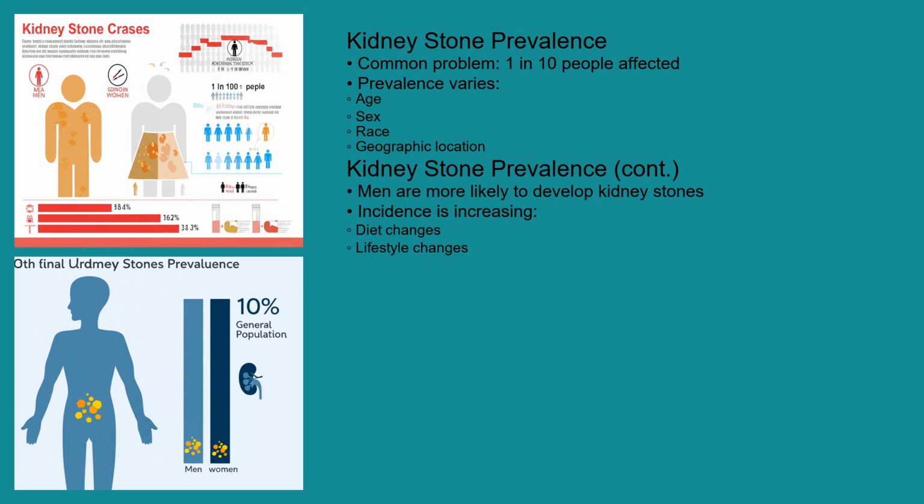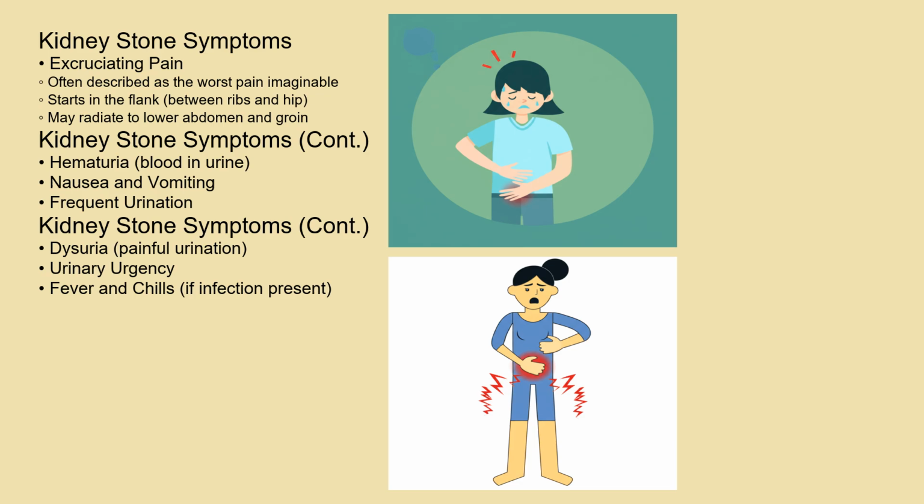Kidney stones are a fairly common problem. It is estimated that roughly 1 in 10 people will develop a kidney stone in their lifetime. The prevalence varies depending on factors like age, sex, race, and geographic location. Men are more likely to develop kidney stones than women. Also, the incidence of kidney stones has been steadily increasing in recent years, possibly due to changes in diet and lifestyle.